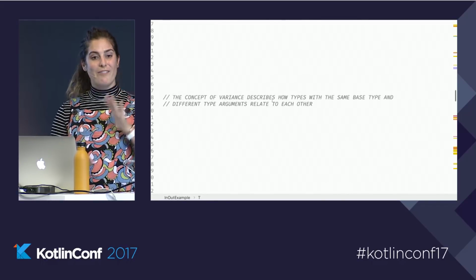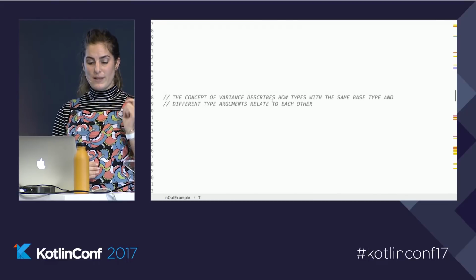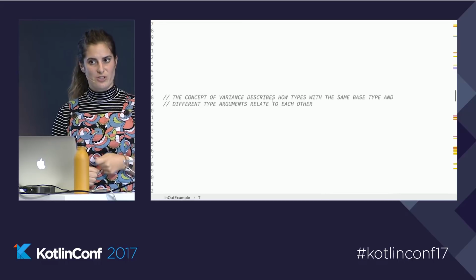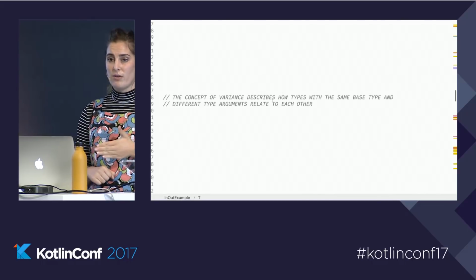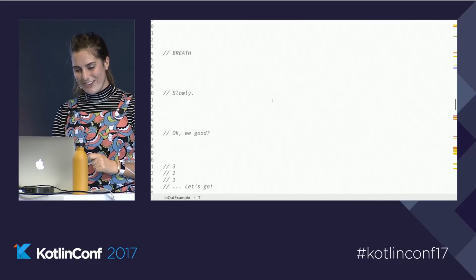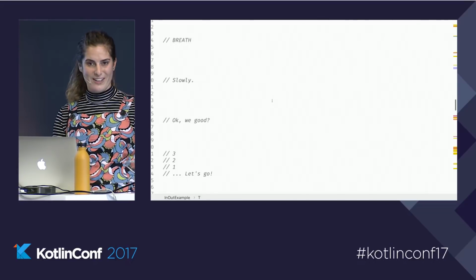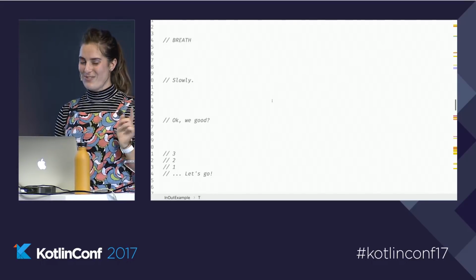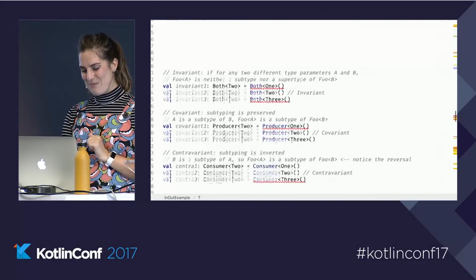Variance tells us how types with the same base type but different type arguments relate to each other. So it's not how A relates to B. It's how Foo A relates to Foo B. And that's important. Now, you're probably lost at this point, thinking, what is variance? I don't know if I want to go here. Well, you're stuck in this room unless you want to get up and walk out. So breathe, and we'll dive into it.